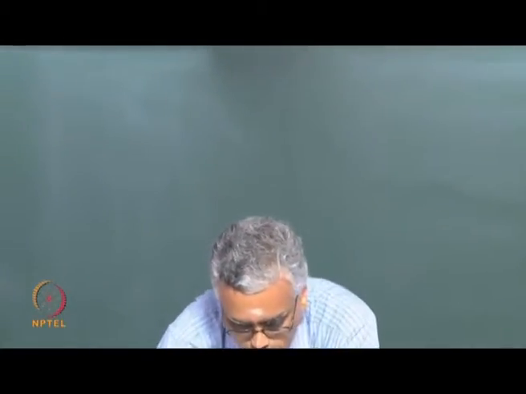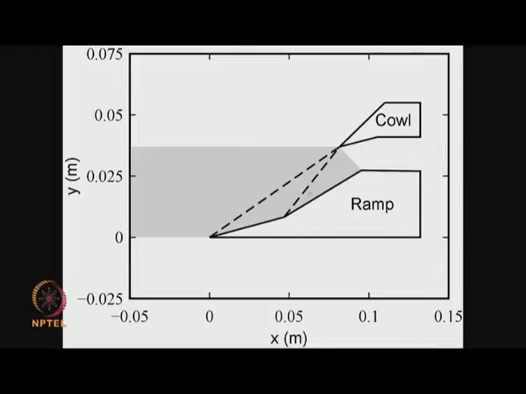The next worked example looks at something called a mixed compression supersonic intake for maybe a ramjet engine. So you notice that there are two things here, one is called the ramp, the other one is called the cowl. So the free stream approaches the intake this way, and notice that when the free stream comes here, there is one deflection of the supersonic flow here. So the free stream is at a supersonic Mach number.